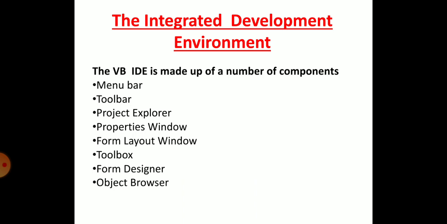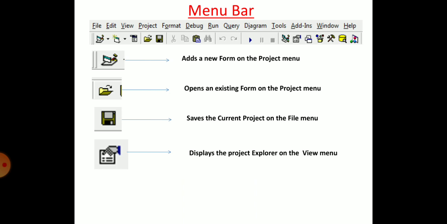Here, the Visual Basic IDE is made up of a number of components, that is menu bar, toolbar, project explorer, properties window, form layout window, toolbox, form designer, object browser. Let me see one by one. First, the menu bar. The menu bar displays the commands that are required to build an application. The main menu items have some sub-menu items that can be chosen when needed. Here I have shown some of the toolbar buttons and also the menu equivalent buttons.